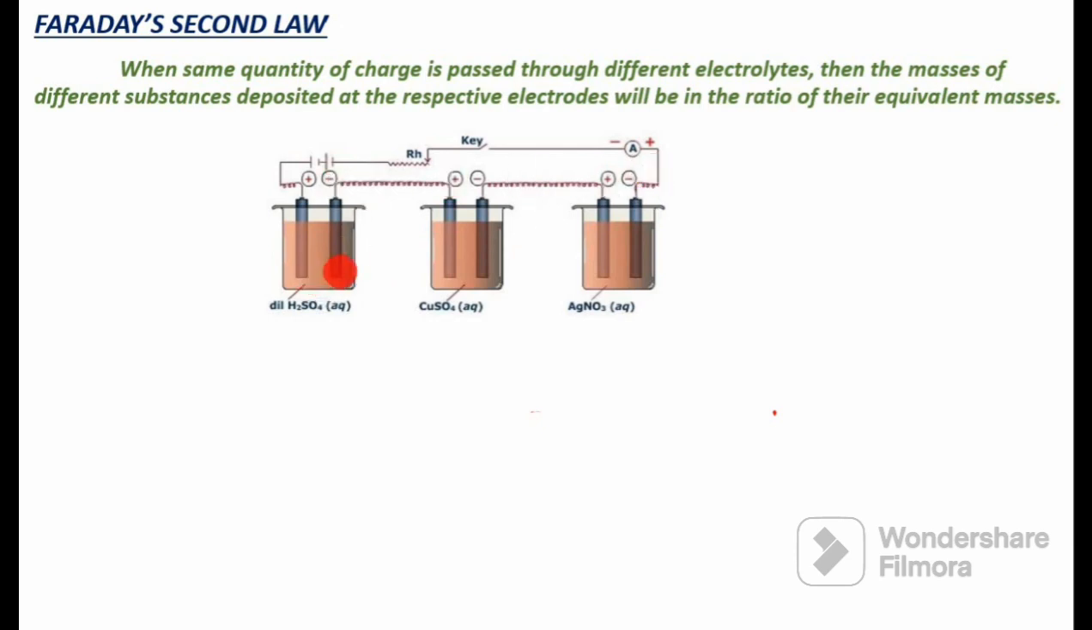The masses of different substances getting deposited at the respective electrodes will be in the ratio of their equivalent masses. That means the amount of substance getting deposited will be proportional to the equivalent masses. So this is what Faraday's second law says.